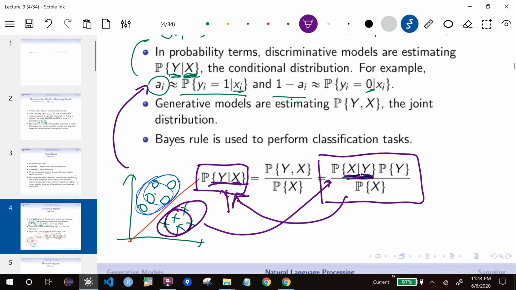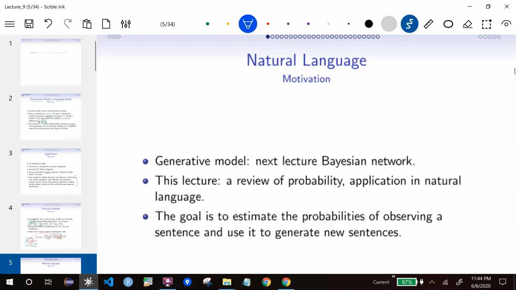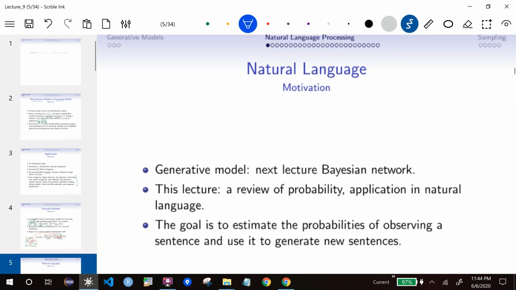Either we directly estimate a model of y given x, or we can estimate a model of x given y and somehow invert it using Bayes' rule, and then we will also get y given x. So that's the overview of what kind of stuff we're going to do. And of course, we're not going to get there in one lecture. So this is basically next lecture.